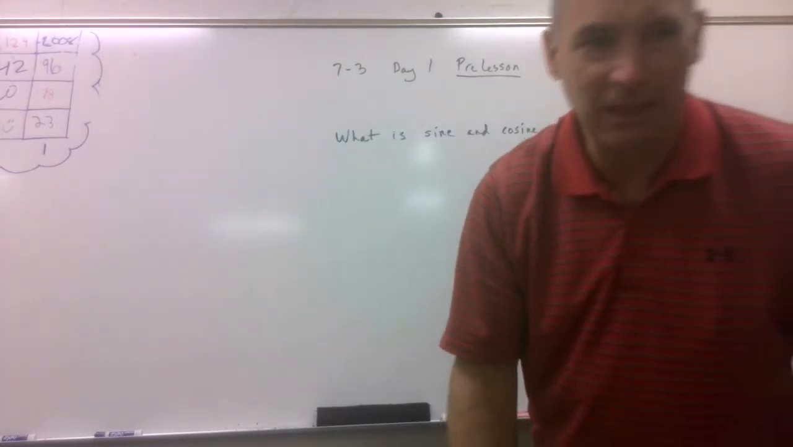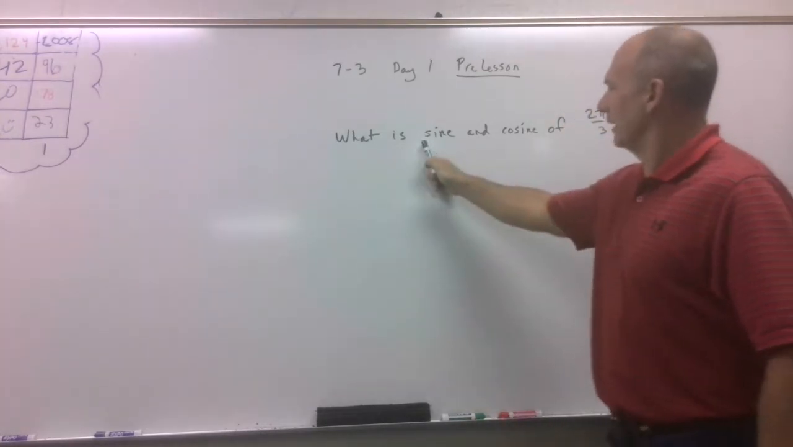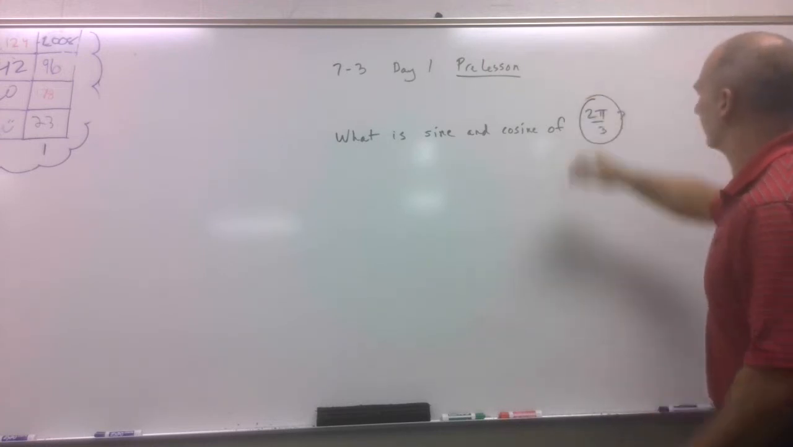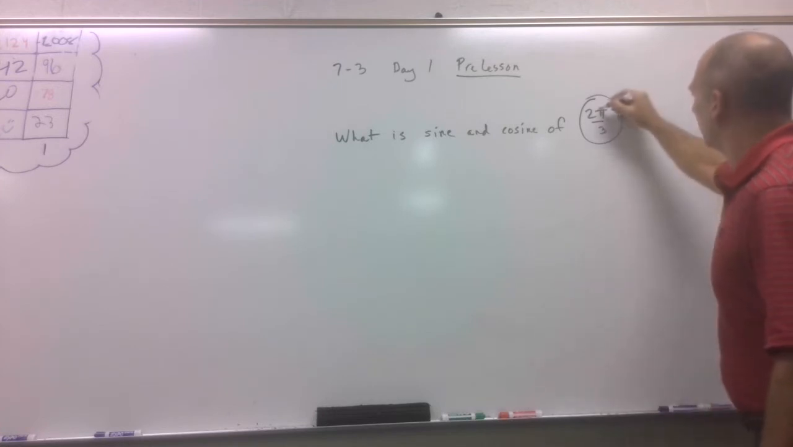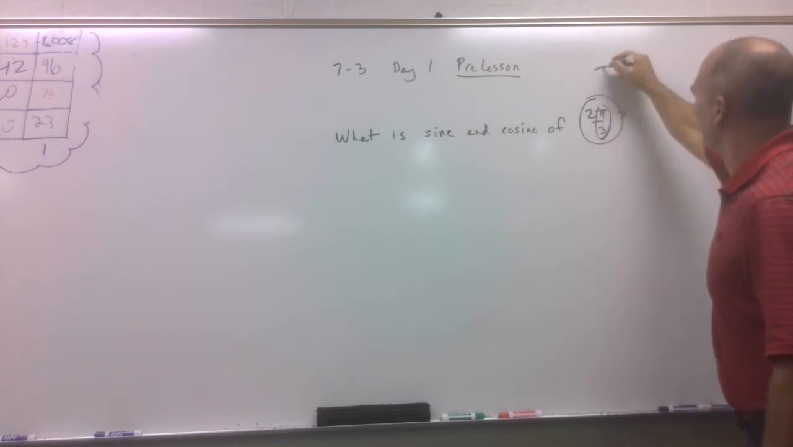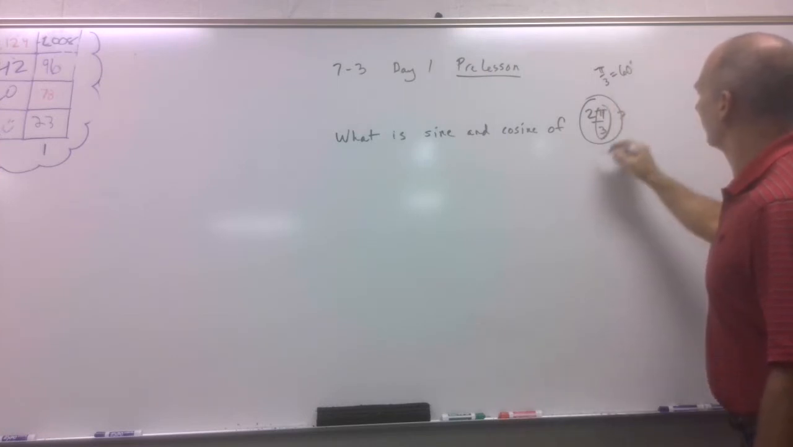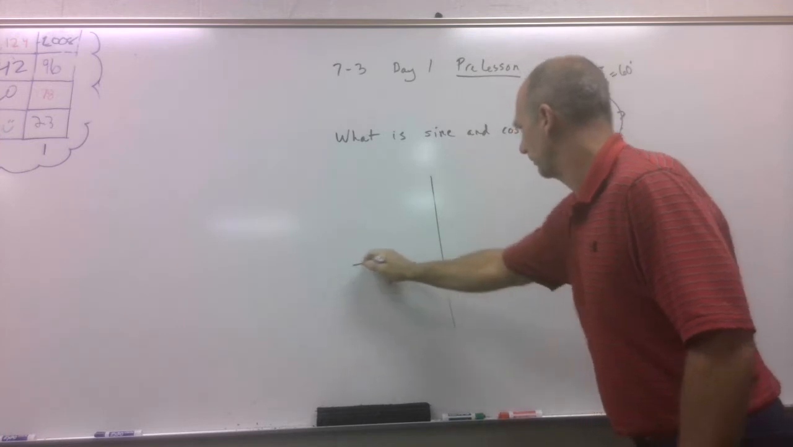Last problem of your pre-lesson. This is actually a problem, okay? So it says, what is the sine and cosine of 2 pi over 3? Notice that's in radians. So to help our brain think, maybe you want to go, hey, pi over 3, we know it's 60, I hope. 2 times 60 is 120 degrees. So let's go ahead and get started.